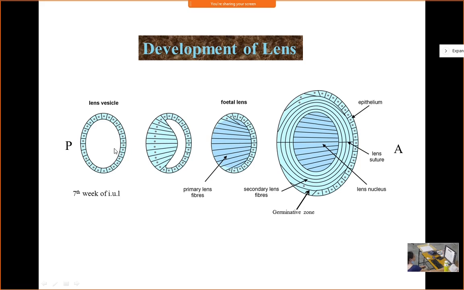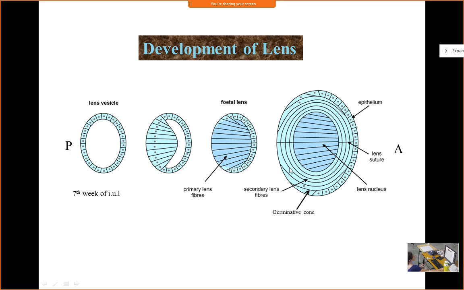Now after the 7th week, this is the posterior epithelium, and this is the anterior epithelium. The posterior epithelium will be elongated and form the primary lens fibers. These primary lens fibers ultimately will form the nucleus of the lens. And the anterior epithelium, at the equatorial zone, that zone is known as the germinative zone.